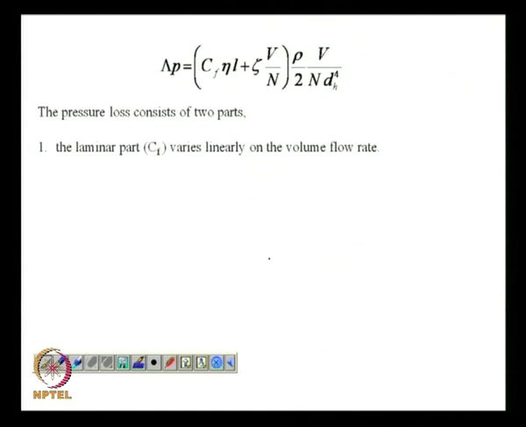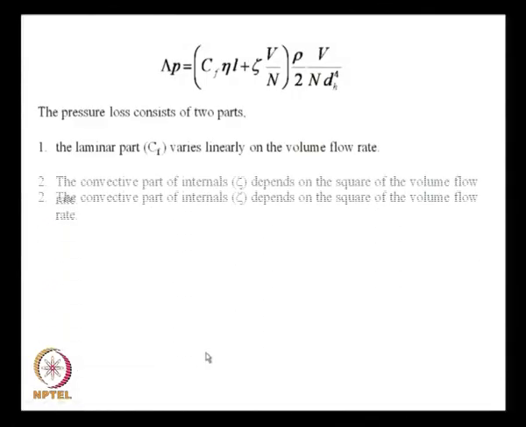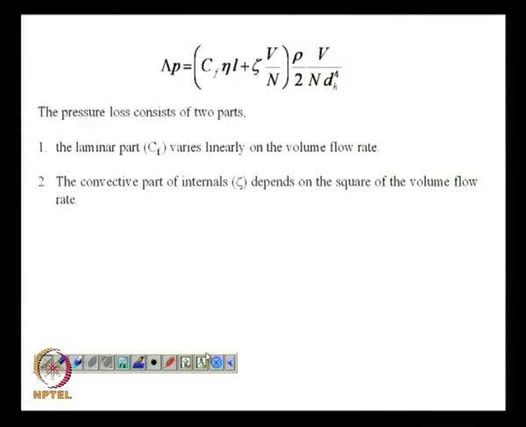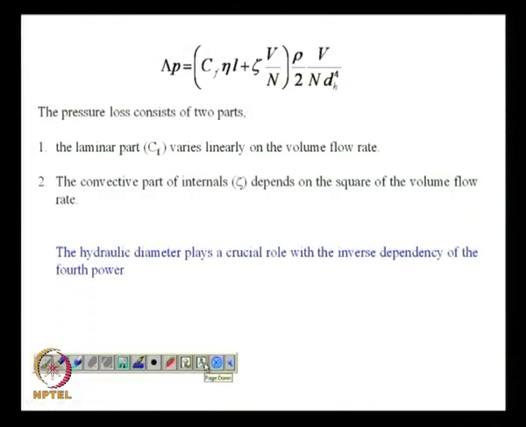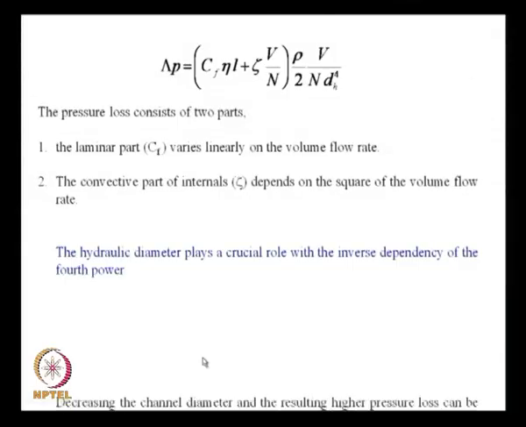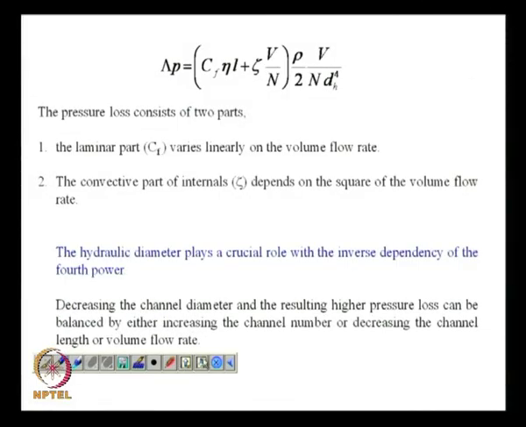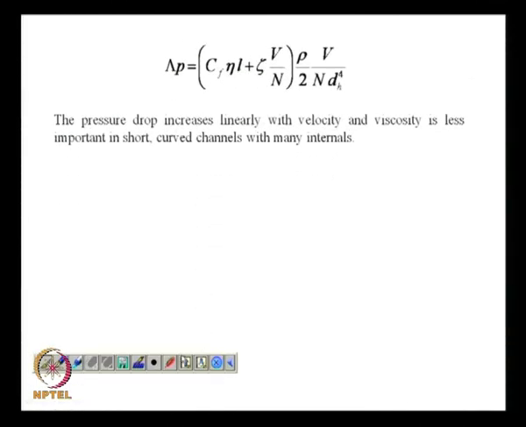If you look at the last term in the denominator, dH to the power 4. Any small change in hydraulic diameter of the system is going to increase the pressure many times. This is something the designer, the fabricator will have to be very careful about. Now, if I look at term number 2, the convective part, the convective pressure loss depends on the square of the volume flow rate, obviously, but the hydraulic diameter plays a very crucial role because of the inverse dependency of the fourth order. So, one has to think about the higher pressures which are possible.